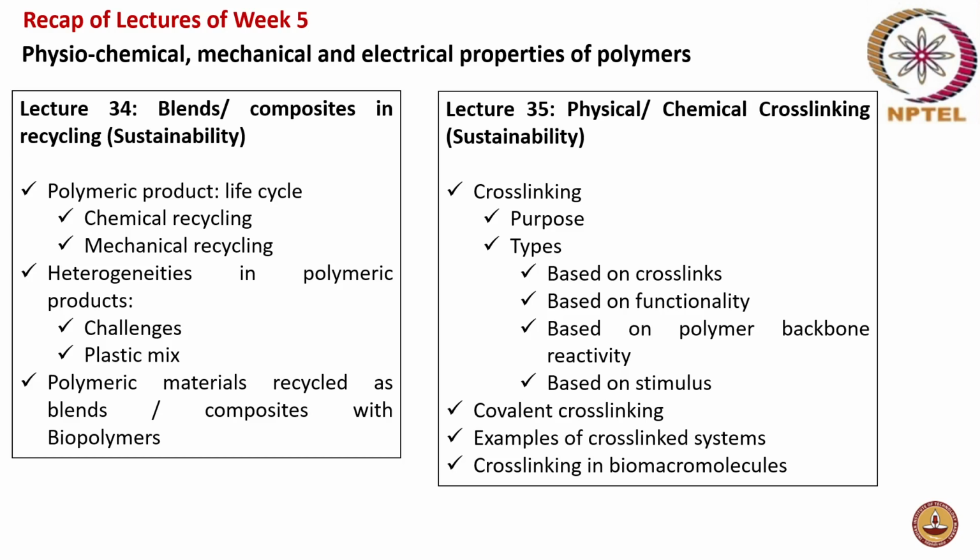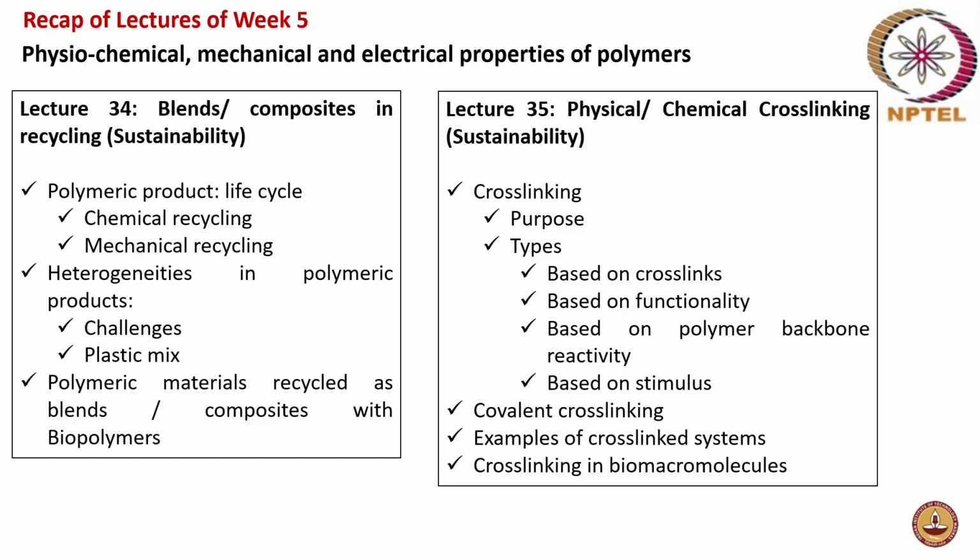Next was on cross-linking, right? Physical and chemical cross-linking were discussed in detail. So what are the different types of cross-linking? What is the purpose of cross-linking, right? What are the types of cross-linking? So based on the type of crosslinks, you have physical and chemical crosslinks. Based on functionality, you have different types. Based on polymeric backbone reactivity, based on stimulus, right?